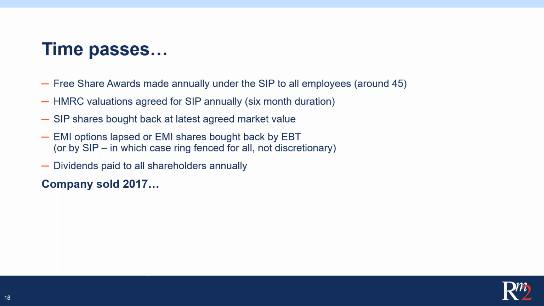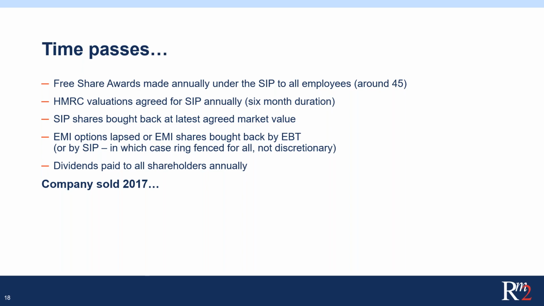The company also had, separately, I haven't put it into the diagram, there ended up being too many boxes, an EMI scheme in place, and an EBT. So the EBT would buy back shares and use them for the EMI. The SIP couldn't do that because the SIP can't be discretionary. So the whole scheme had two separate parts to it. The SIP was for all employees, and the EBT and the EMI was for particularly key staff.